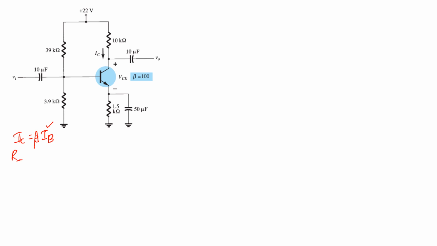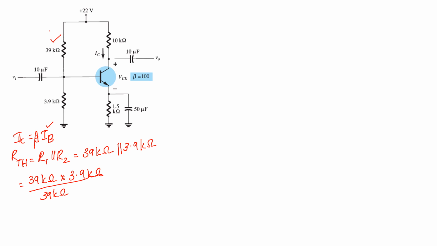So for that you have to find out what is your RTH. RTH is equal to R1 parallel to R2. So what is your R1? R1 is equal to 39 kilo ohm, parallel to R2 is equal to 3.9 kilo ohm, right? Now what will be your formula? So 39 kilo ohm into 3.9 kilo ohm divided by 39 kilo ohm plus 3.9 kilo ohm.